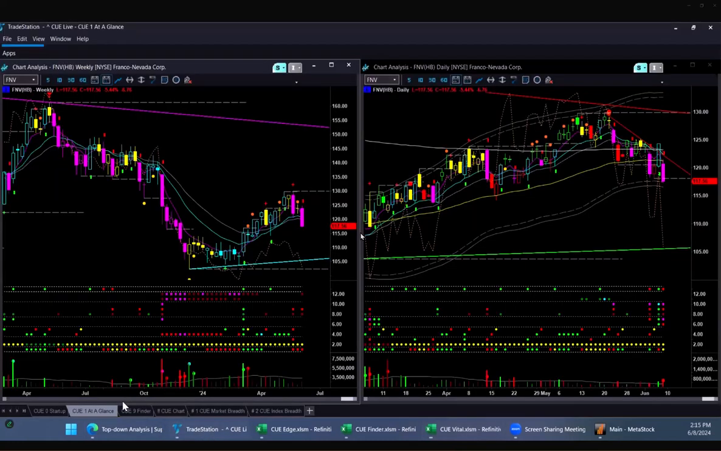And as I do during market recaps, if I found it, okay, let me save it somewhere. I removed the sidebar from here to give more space during the seminar. So FNV is a shorting candidate that I found using top-down analysis.